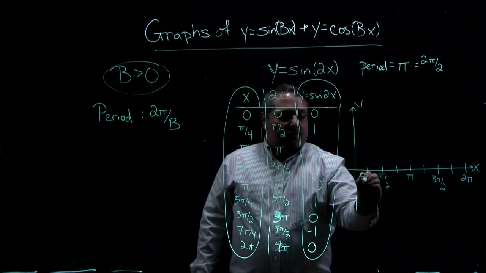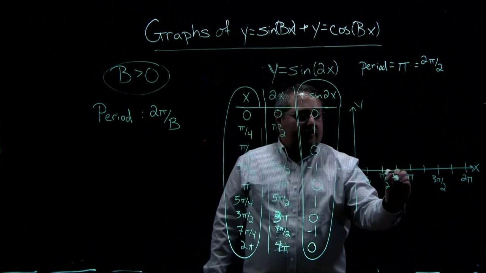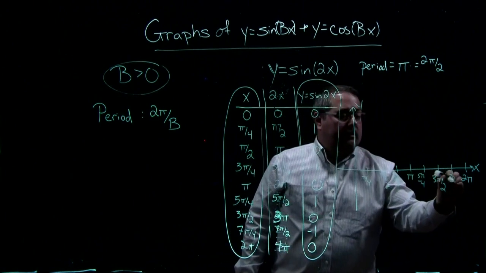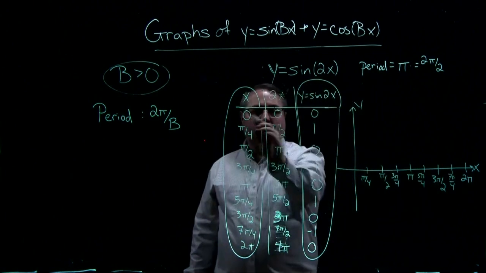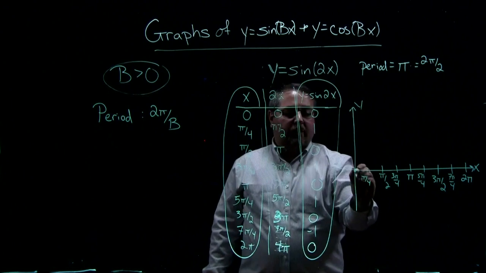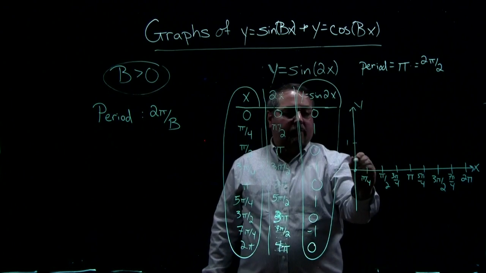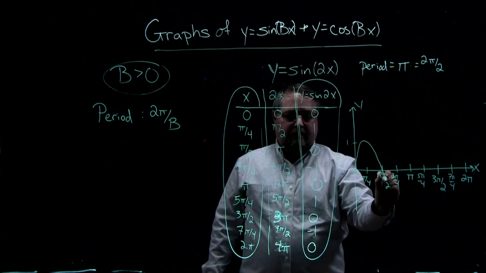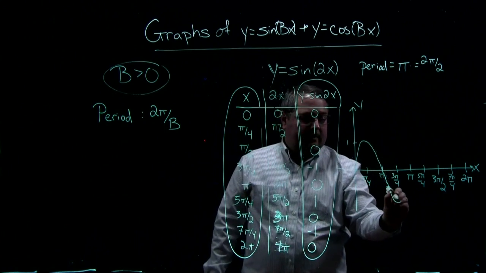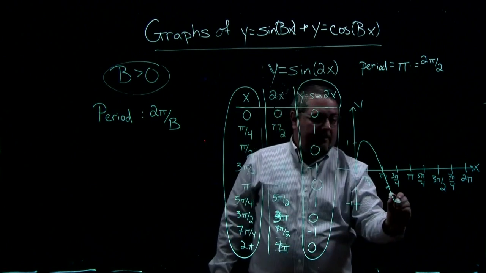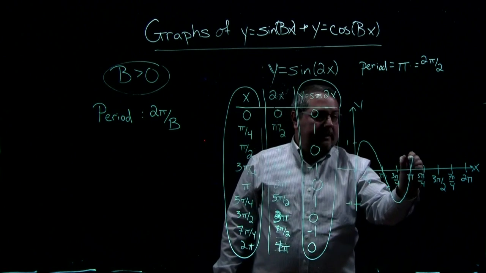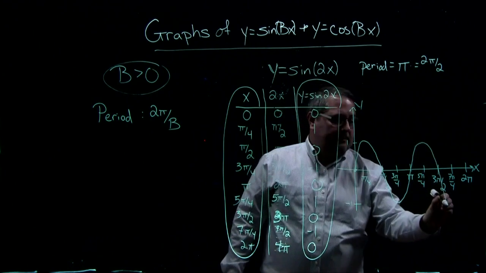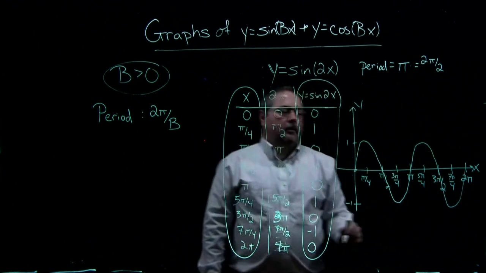Okay, so this is pi over 4, 3 pi over 4, 5 pi over 4, 7 pi over 4. We're going to start at x equals 0, y equals 0. We go up to x equals pi over 4, y equals 1, and then back down, and down. So now I'm just plotting points and connecting the dots. And our graph will look like this.